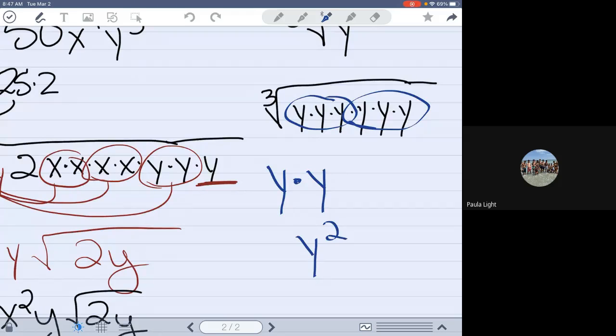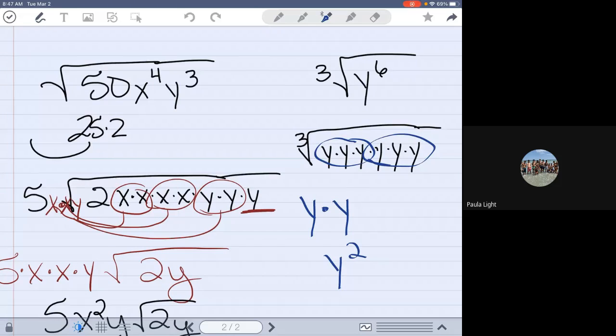Now the shortcut is you do 6 divided by 3, and that tells you your answer. You do 6 divided by 3 to get the 2. You do 4 divided by 2 to get the 2 out here. Anyways, I would just expand it out and look for pairs or triples. Okay, so let's move on.